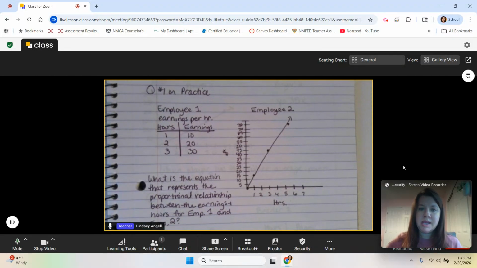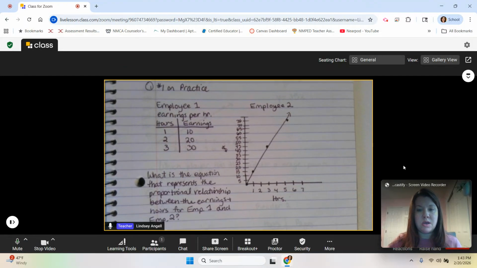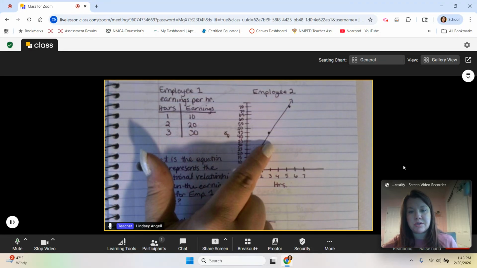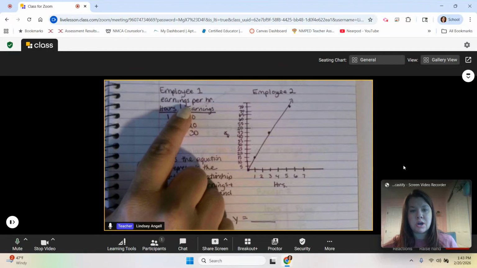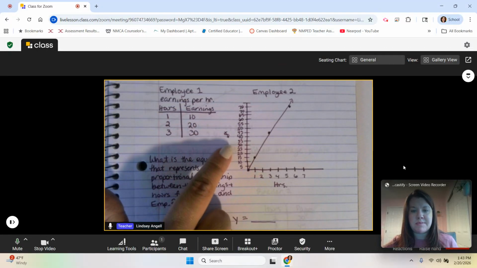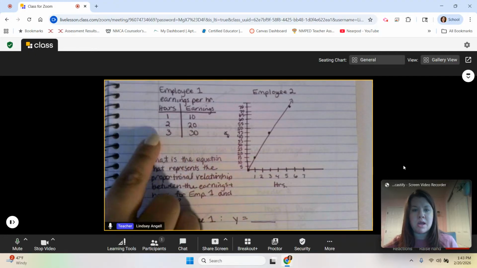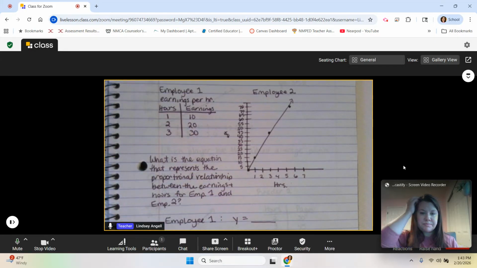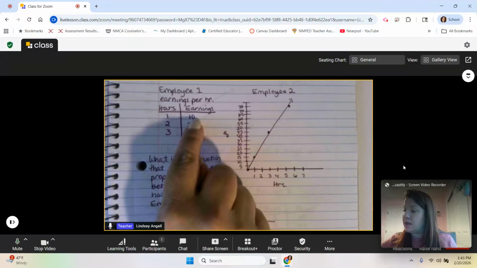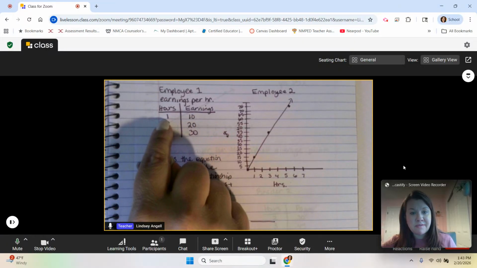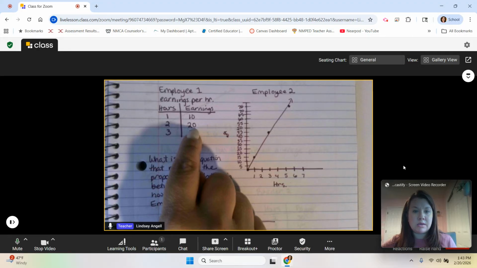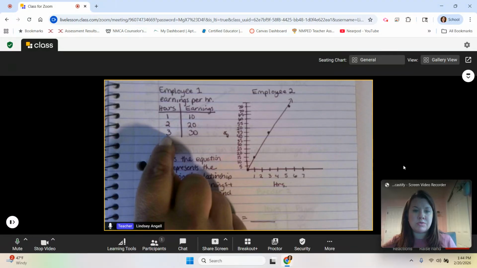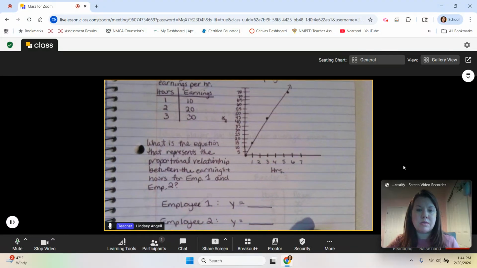So number one is number one on your practice. We're given two different pieces of information. One of them is in a chart, the other is in a graph. So these are earnings per hour. Same here, earnings per hour, okay? And in this case, it looks like it's about $10 for every hour that this person is working. If they worked 2 hours, they got $20, 3 hours, $30, and so on.